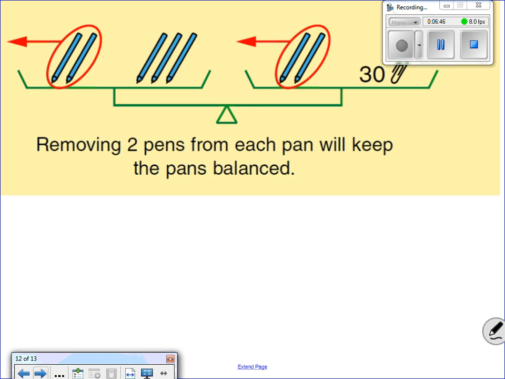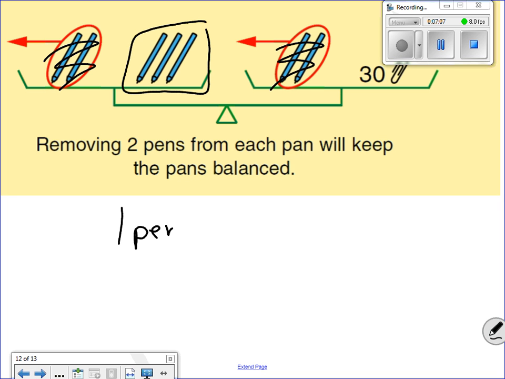Take a look here. You're going to see some problems with some pencils and paper clips tomorrow in class. Looks like I have 5 pencils on the left. I have 2 pencils and 30 paper clips on the right. Well, if I take away 2 from the left, take away 2 from the right, that means I'm left with 3 pencils on one side, 30 on the other. So 1 pencil weighs the same as 10 paper clips.